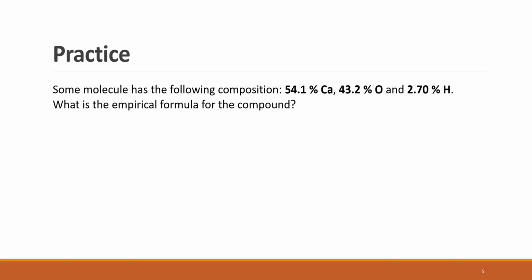Let's do a practice problem. We have a molecule with the following composition. Notice it's given to us in percents. Also notice if you add those percents together, it's going to be very close to 100. They're asking us to solve and figure out what the empirical formula is going to look like, the formula with its lowest whole number ratios.